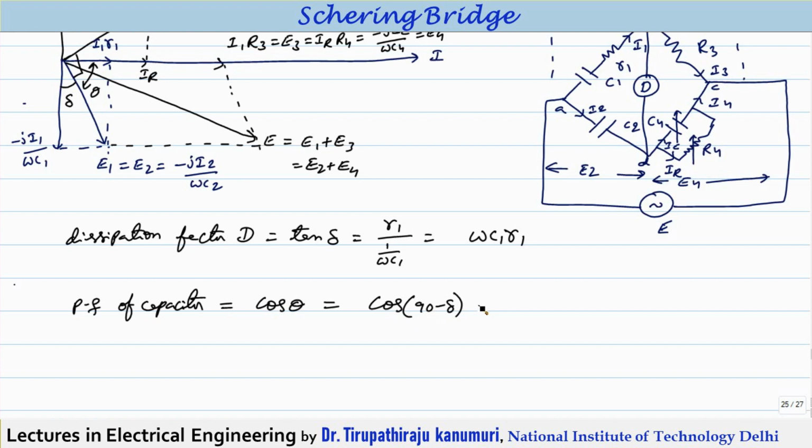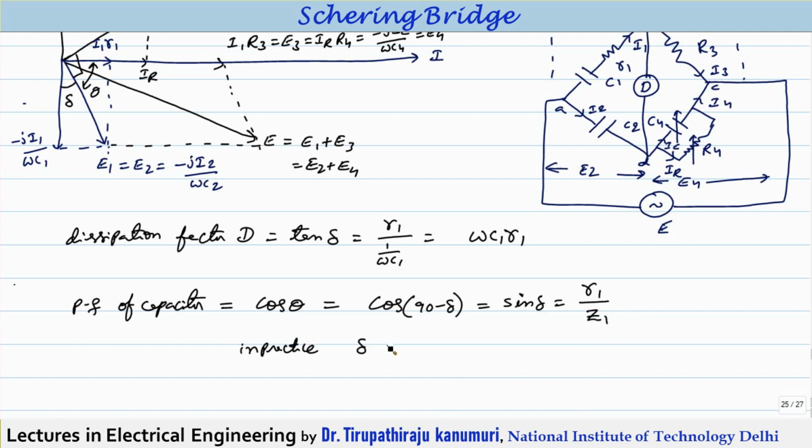Practically, the value of delta is very small. Because cos of 90 minus delta, I can write as sin delta. So what is the value of sin delta? Sin delta is opposite by hypotenuse. The opposite is I1 R1 and the hypotenuse is E1, or we can say the hypotenuse is the square root of resistance component square plus reactance component square, or this is nothing but R1 divided by Z1. Agree with me?